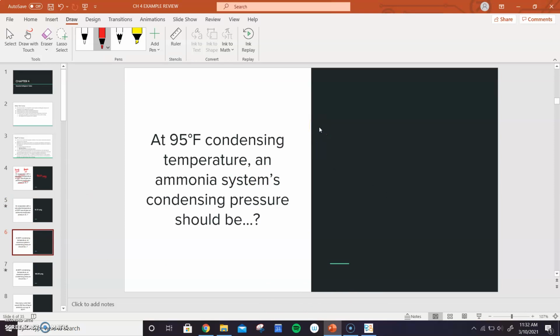This one, instead of our evaporator, we are in our condenser. So at 95 degrees condensing temperature, an ammonia system's condensing pressure should be what? Since we are condensing, we are at saturation. Condensing, changing phase, saturation. It's going to happen at a constant temperature and pressure. So at 95 degrees Fahrenheit, what would our pressure be in PSIG?